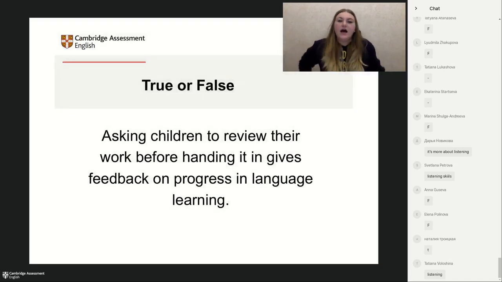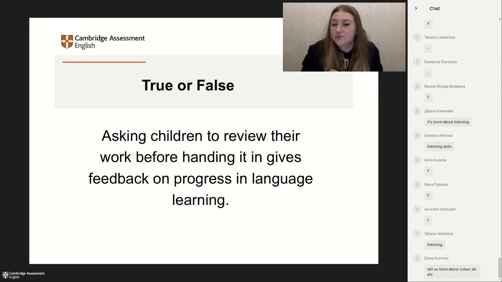The next one: asking children to review their work before handing it in gives feedback on progress in language learning.